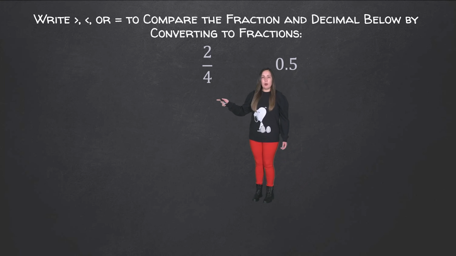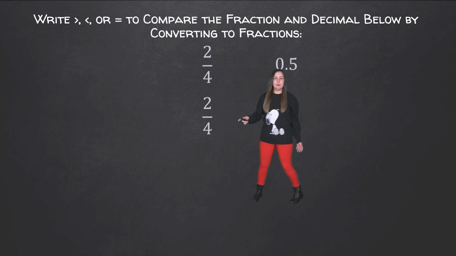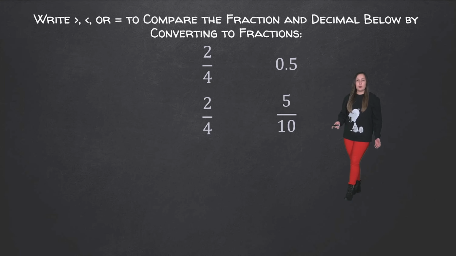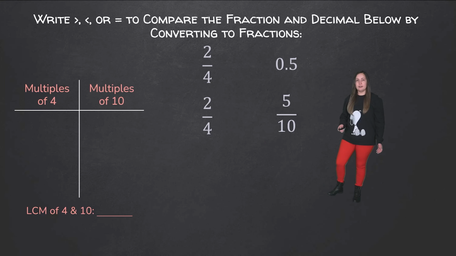So 2/4 is already a fraction, so all we're going to do is rewrite that. And then 5/10, our last digit is in the tens place, so in order to write this as a fraction, we're going to take 5 and write it over 10. So now that we have both our numbers as fractions, we're going to compare, but the denominators are different, so we have to find the least common multiple between 4 and 10 in order to compare.